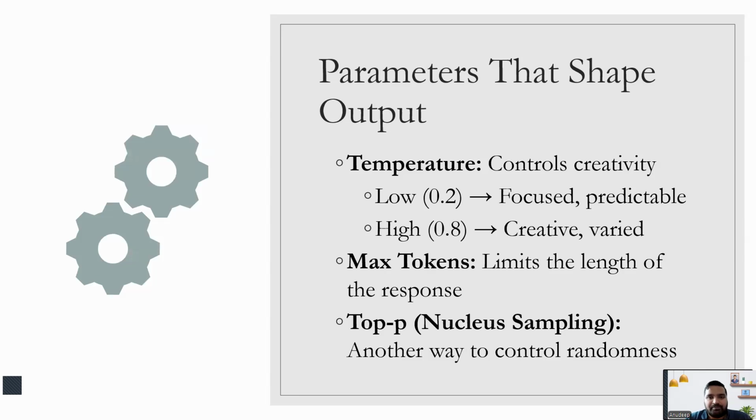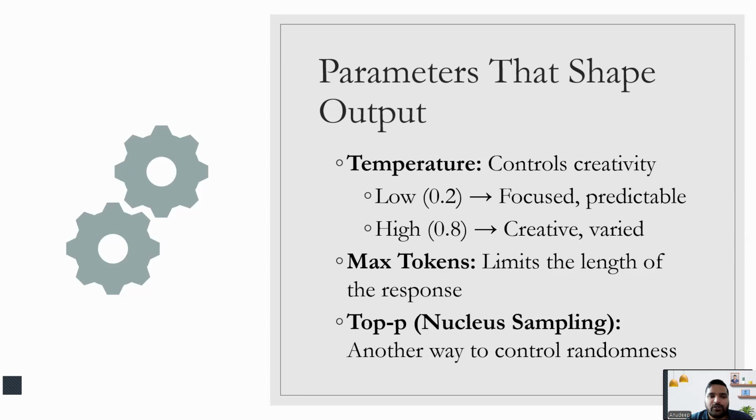Now, parameters that shape an output. We should definitely understand what is happening under the layer of the LLM, right? Once we give the prompt, what is happening within it is what we want to understand. So there are certain parameters that shape the output which are crucial for us to understand. One is something called temperature.